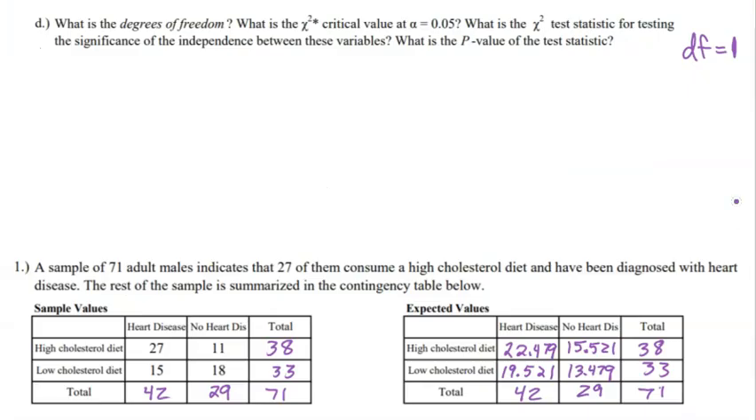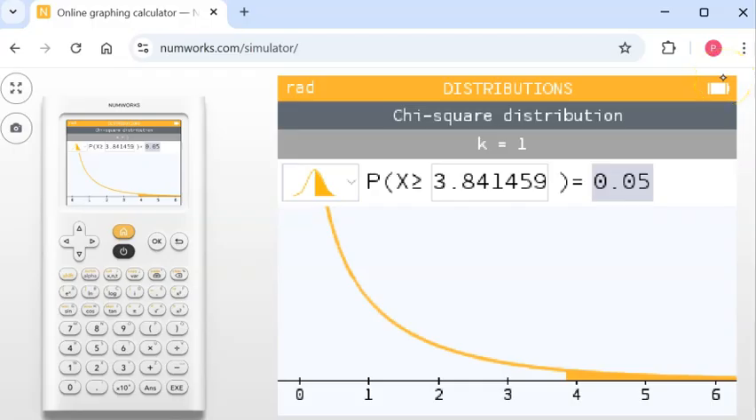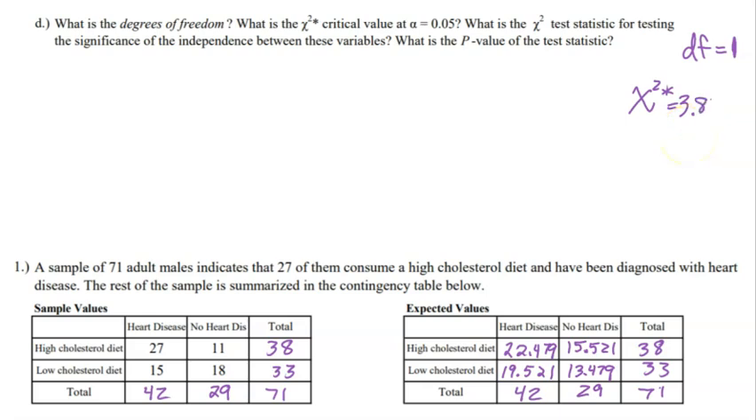All right, let's see here. So we'll write it over here. We'll say chi-squared critical is 3.841459. Barely squeeze it in there. Okay? All right, what about the next part?